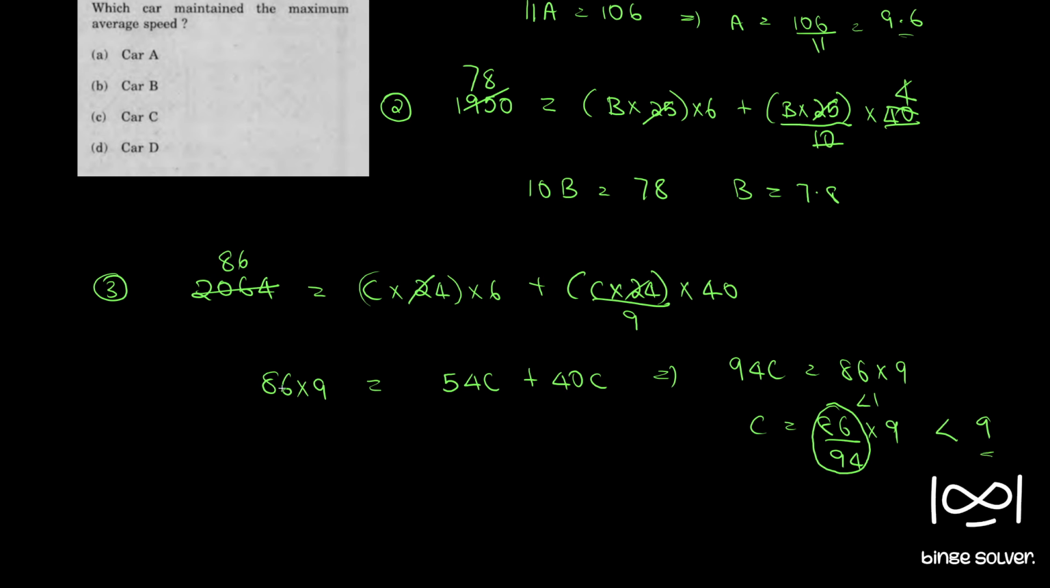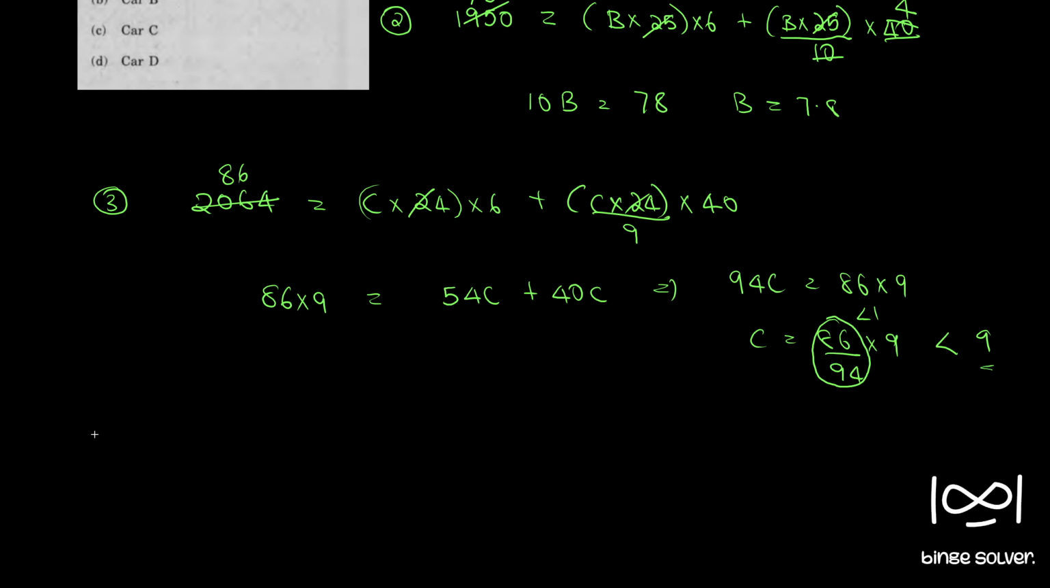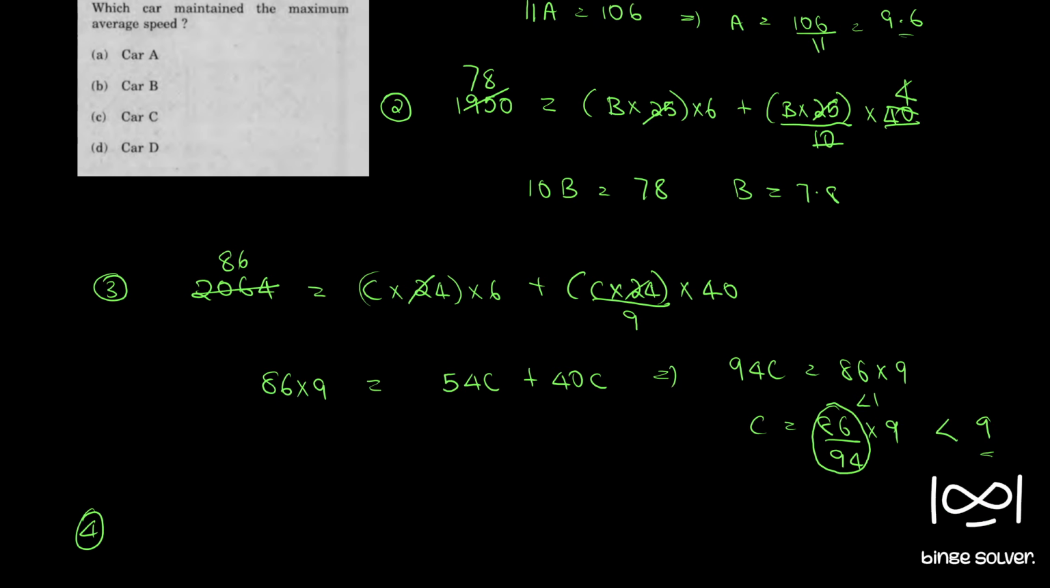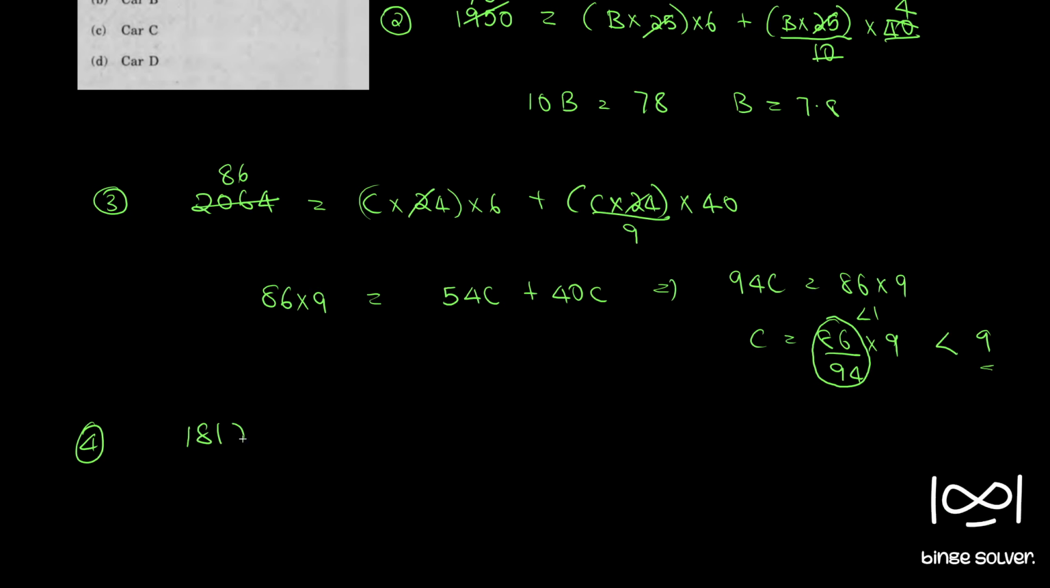So this is less than 9, and the fourth one is 1812 is equal to d into 22, into 6 plus d into 22 by 11, into 40. So we need to find this.